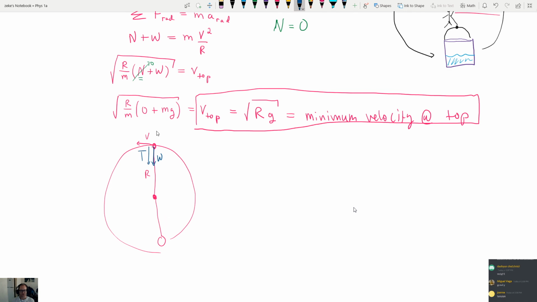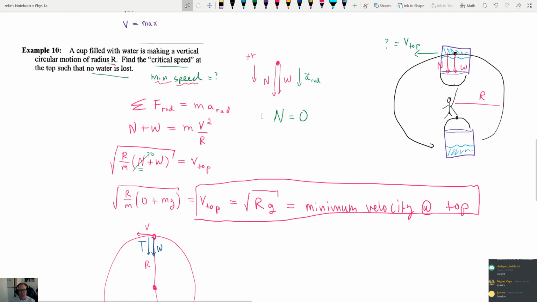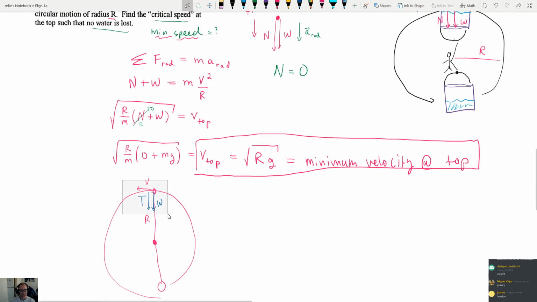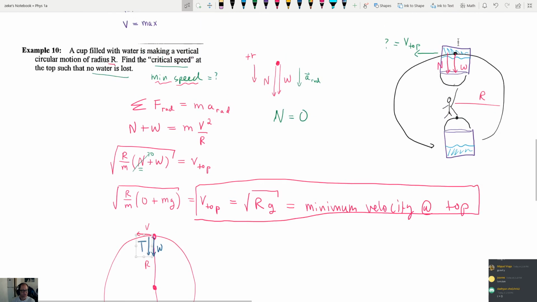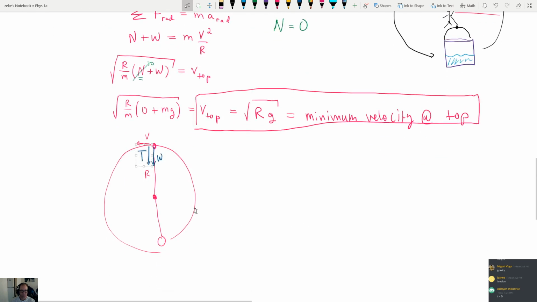So what's the condition with the bucket was that the normal force became 0. What's the condition here going to be for the ball just to make it around for the minimum speed? The tension's going to go to 0, right? Yeah, exactly. So it's the same idea. It's just this force, which if you think about it, this is the radial force, right? This is the force that is pointing along the radial direction, just like the normal force in this case was. Okay, so that's another example of where it's going to show up.